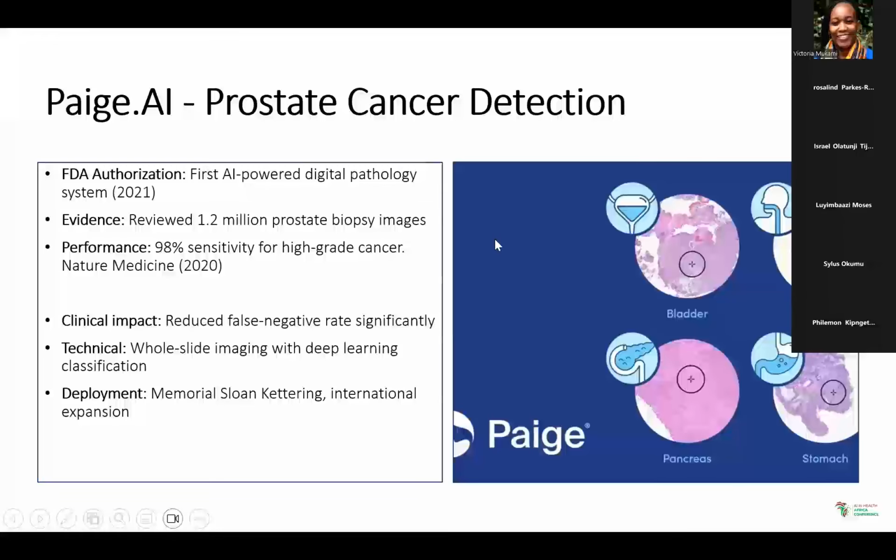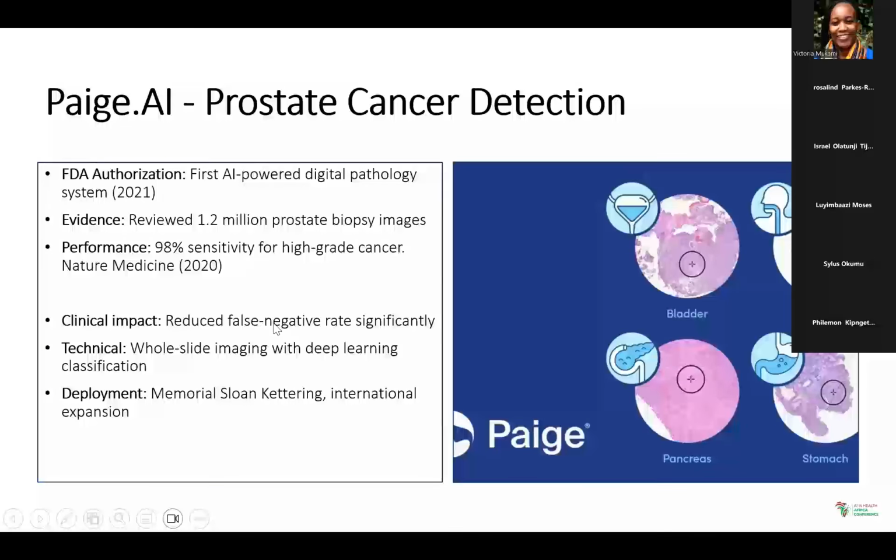Prostate cancer was the first AI-powered digital pathology system, again in the US, Paige AI. It came out in 2021, and this reviewed 1.2 million prostate samples globally. It has a 98% sensitivity rate, which is an extremely high sensitivity rate for high-grade cancer. High-grade cancer is the cancer which is rapidly progressing, and is the one most likely to kill you.